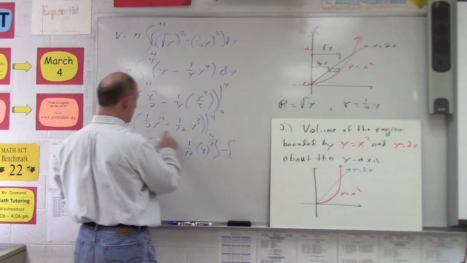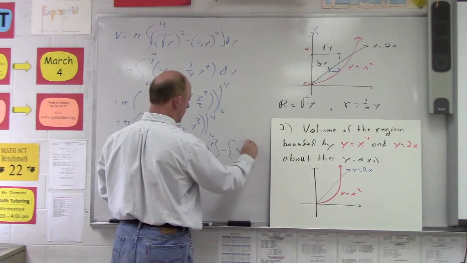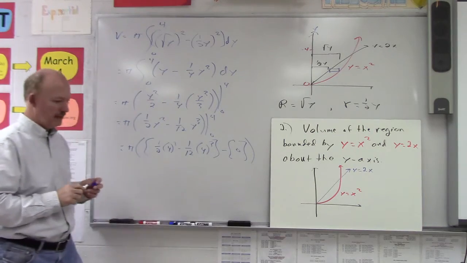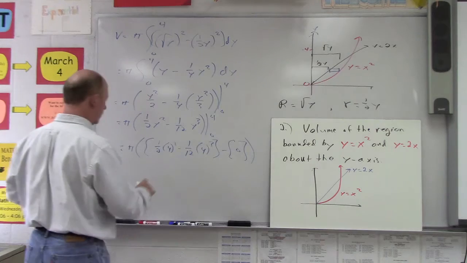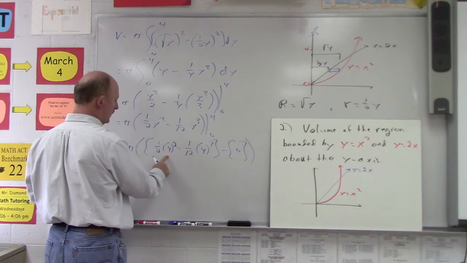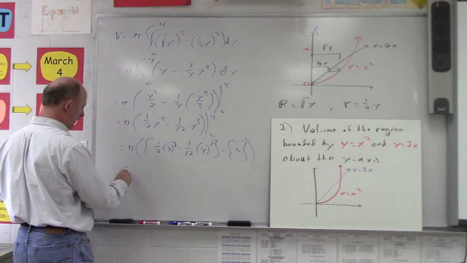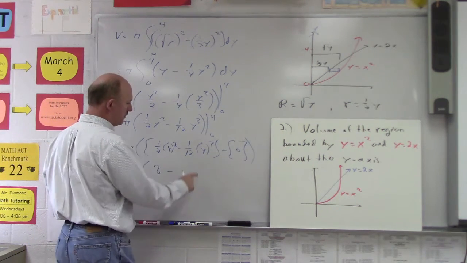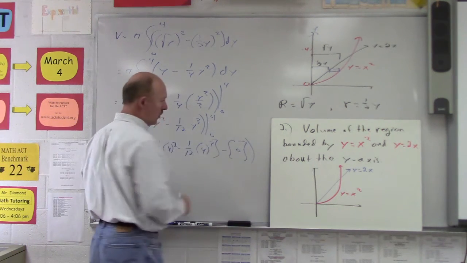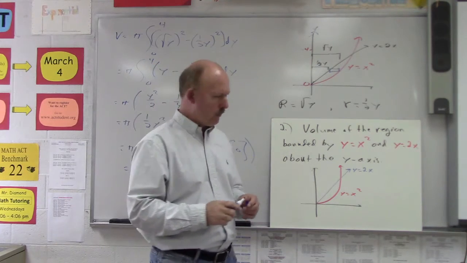Okay, minus, substituting 0 in for y, so it will be 0. Okay, and let's see what we get as we simplify this now. This will be 4 squared is 16, half of 16 is 8. This is pi times 8 minus. Now 4 cubed is 64. This will be 64 over 12.